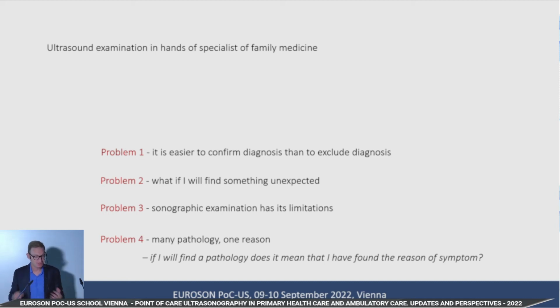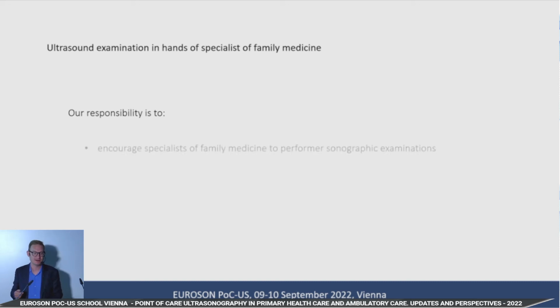Many pathology, one reason. Well, the thing is that if we find a pathology, it does not mean that we find the reason. We find the gallstones, but we don't see the signs of dilatation of the gallbladder, we don't see the inflammation. We need to go further and exclude other diagnoses.